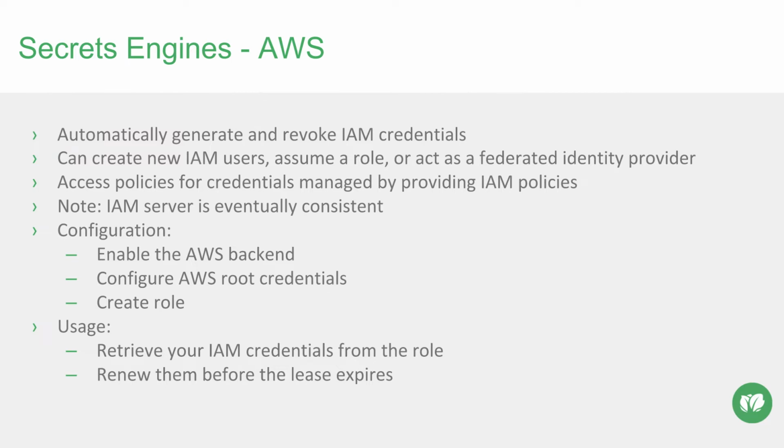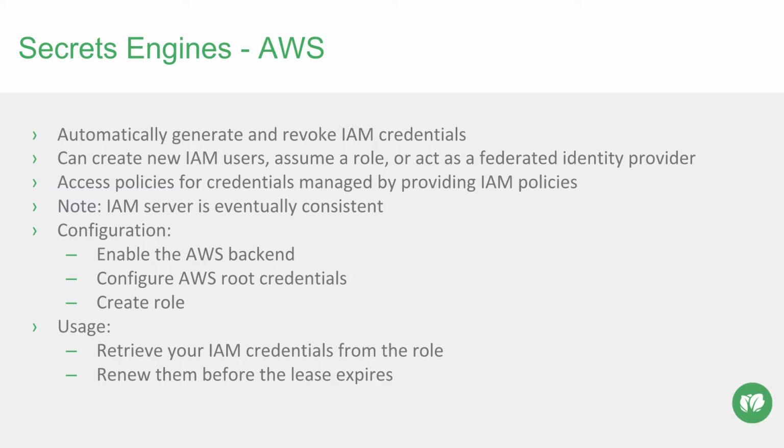So configuration for this, again, enable the backend. Then we configure AWS root credentials. So these have to be credentials that have the ability to create new IAM users or assume the role that you want to give credentials for, or work with the federated identity provider stuff. And then you again create a role that's associated to that, and that's where you actually would specify the IAM policy that this user is going to get.